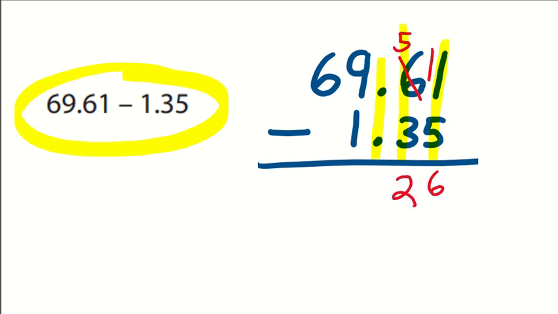Now that we've come to the decimal, we bring the decimal straight down every time with addition and subtraction. And now we move on to the next column. What is 9 subtract 1? 9 subtract 1 is 8. And then what is 6 subtract nothing? 6 subtract nothing is 6. Which gives us a final answer of 68.26, or 68 and 26 hundredths.